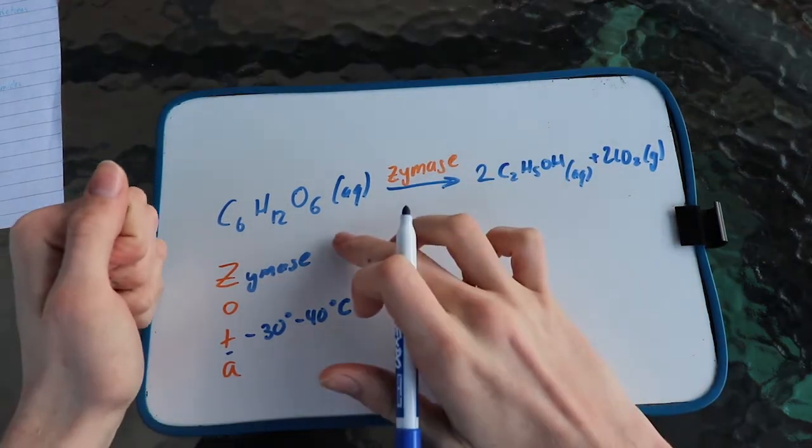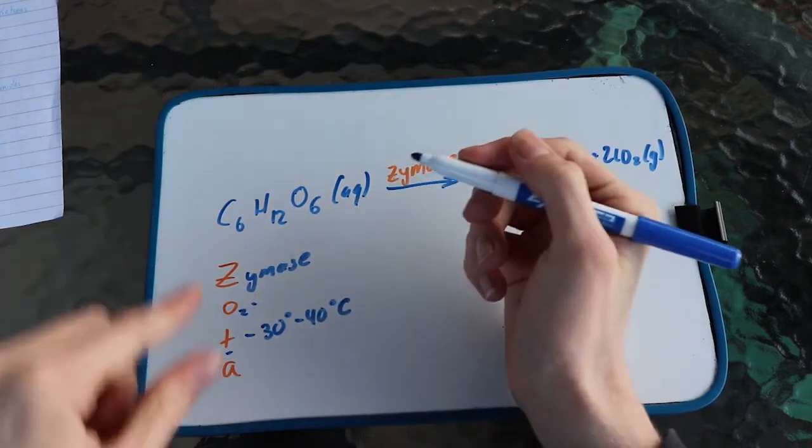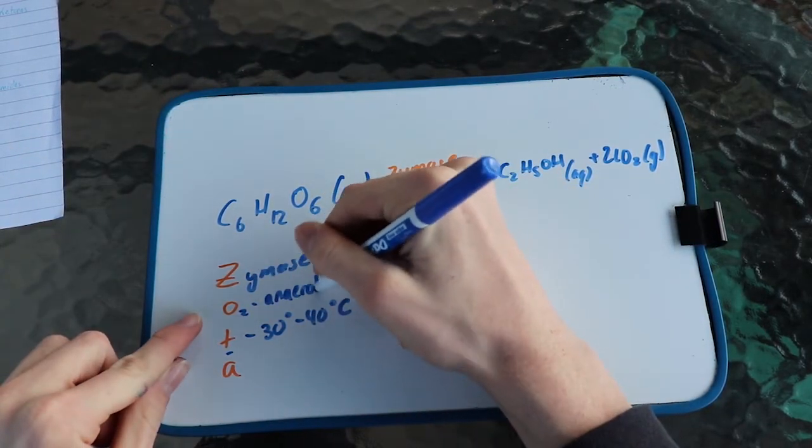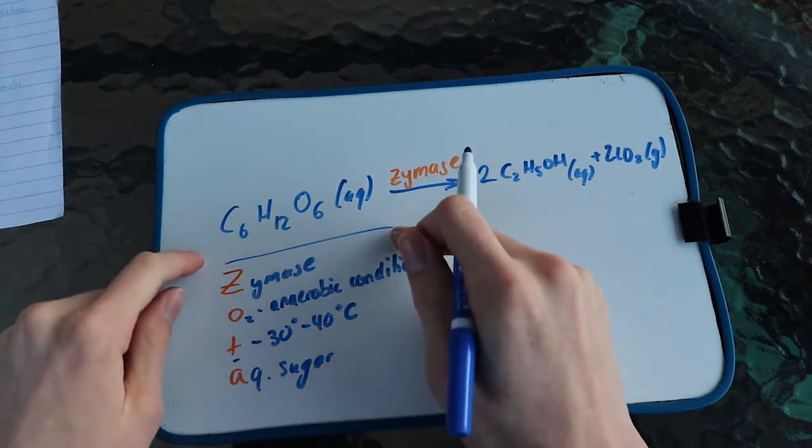Also, because this is a yeast enzyme, it can actually respire if we add oxygen. So we need to make sure we don't have oxygen. Conditions without oxygen are called anaerobic. And finally, this A just stands for the aqueous sugar, which we have here.